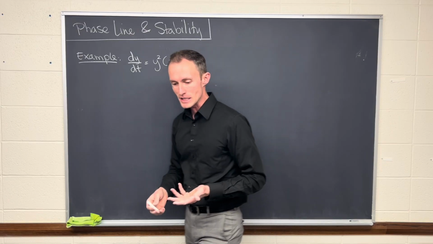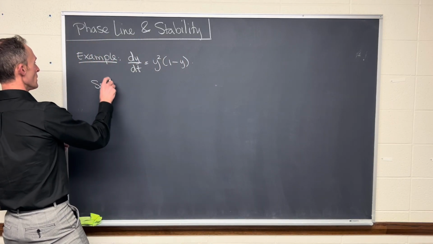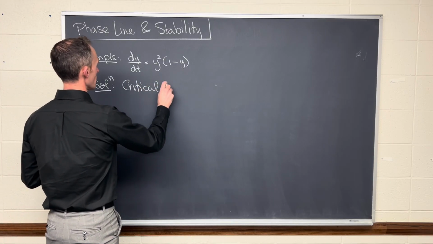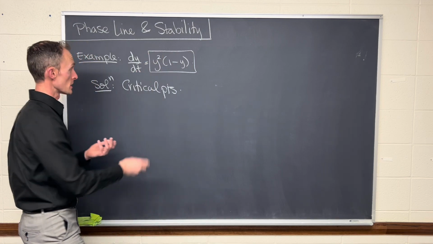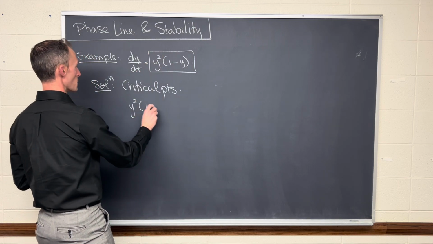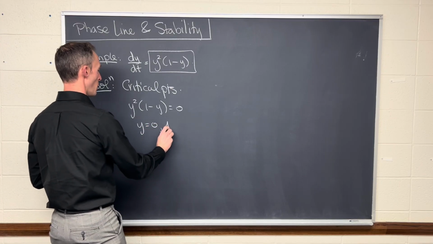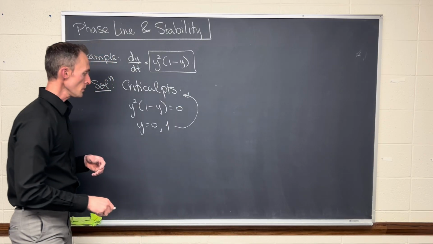So what is a phase line and how do I actually compute with it? Remember, step one is to find the critical points, okay? That's by taking the right-hand side and setting that equal to 0. So I'm left with y squared times 1 minus y equals 0. That means y equals 0 or 1, okay? So those are my corresponding critical points, okay?